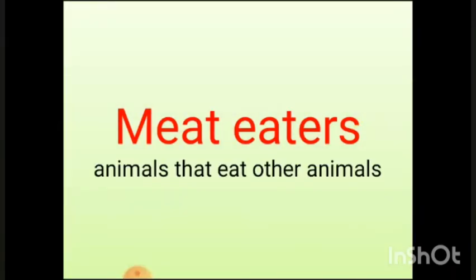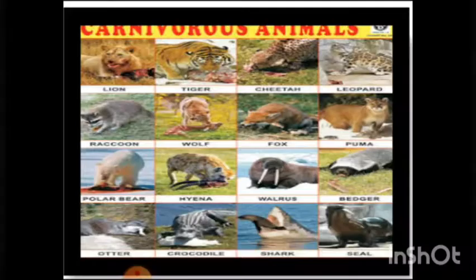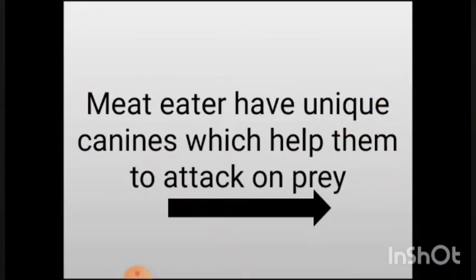Meat eaters. Animals that eat other animals are called meat eaters, like lion, tiger, cheetah, leopard, wolf, fox. All of these wild animals, they are meat eaters. They eat meat. Meat eaters have unique canines which help them to attack on prey. I have already told you about predators and prey. That predator that attack on the other animals, and the prey on which you are attacking.